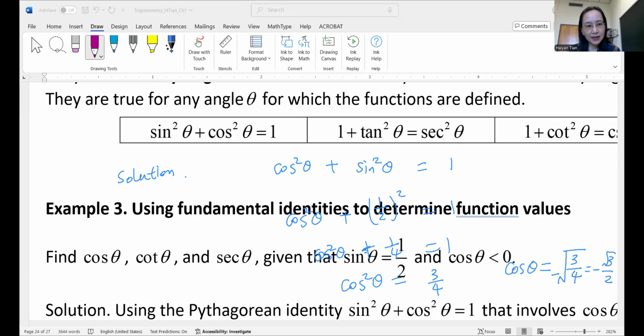So after we have sine, cosine, then you can do the quotient. Remember that we have quotient identity. Sine over cosine will give you tangent. So we can find tangent theta, because the sine is half. Divide the cosine is negative square root 3 over 2. So this is the quotient identity that allows us to get tangent theta.